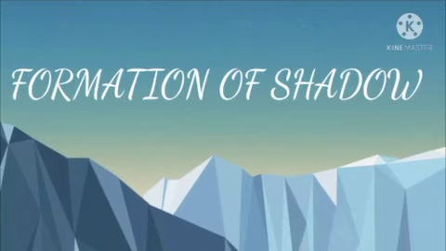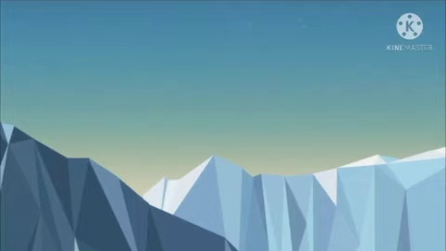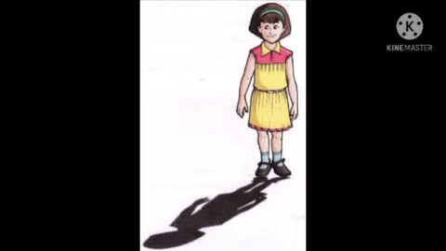So students, now going towards the formation of shadow. How is a shadow basically formed? Here we can try this: you can take an electric torch. We all know what a torch is, correct? Now flash its light on a wall. Now make your friend stand in between the torch and the wall. What will happen? His or her shadow will be cast on the wall.